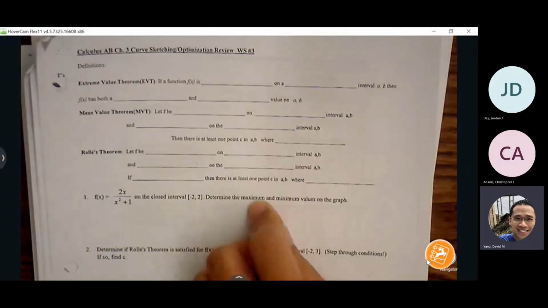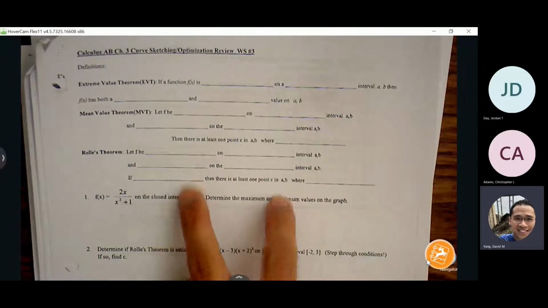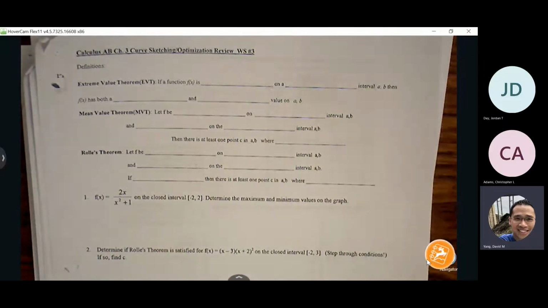I'm going to skip this. Well, yeah, we can just go through kind of the important thing here with all the theorems and conditions. Okay.